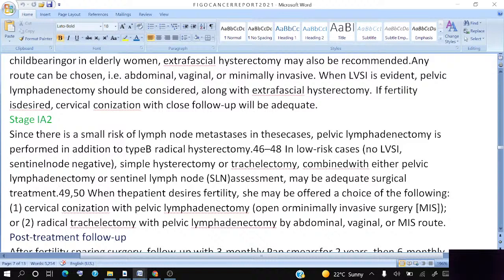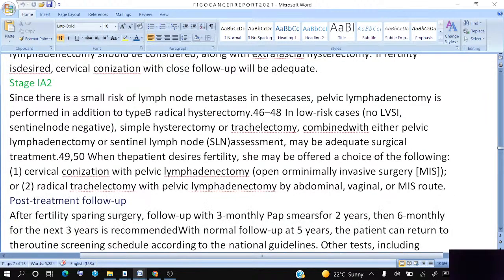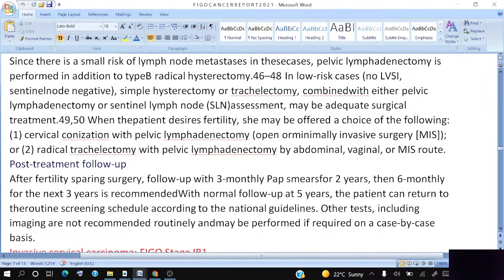Extrafascial hysterectomy can be done, but if fertility is desired, the patient may be offered a choice. Like type 1, cervical conization with pelvic lymphadenectomy, either open or minimally invasive surgery. Or second, we have a radical trachelectomy with pelvic lymphadenectomy by the abdominal, vaginal, or MIS route.